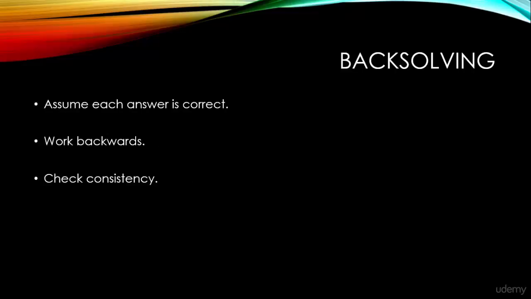Back solving. When the five answer choices are numbers and you are not sure how to begin or set up the problem, you can always back solve. That is, start by assuming for each answer that it is the correct choice and then work backwards from that to see if it is consistent with the constraints of the question.